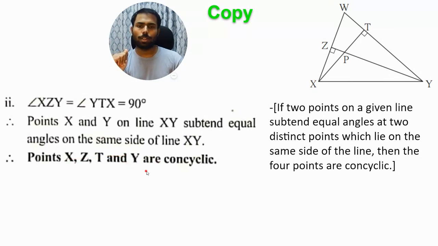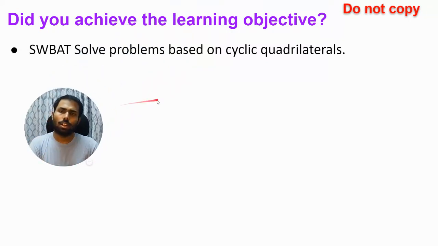So that's it. Just check whether you have achieved today's learning objective or not. Will you be able to solve problems based on cyclic quadrilaterals in the correct format? See, these are very simple sums, the answer will come out right, but can you write that in the correct format? That's what you have to check. Can you solve problems based on cyclic quadrilaterals if I give you a new set of problems? If the answer is yes, then you have achieved today's learning objective.